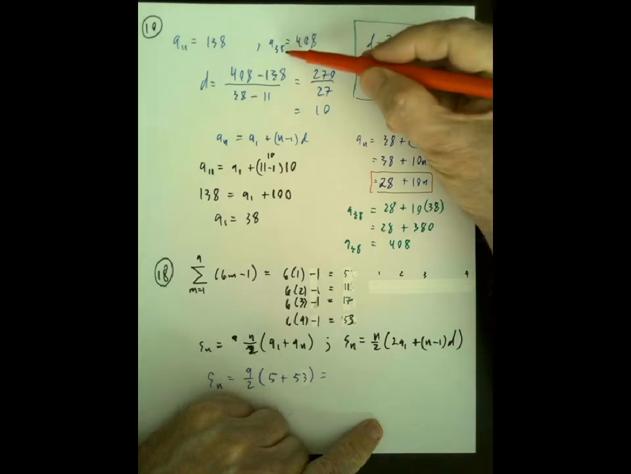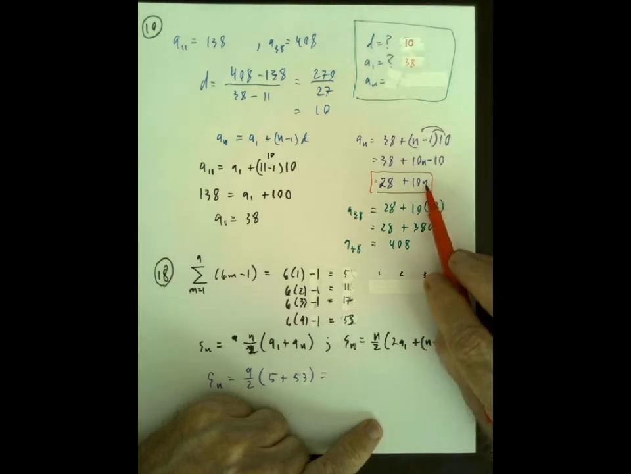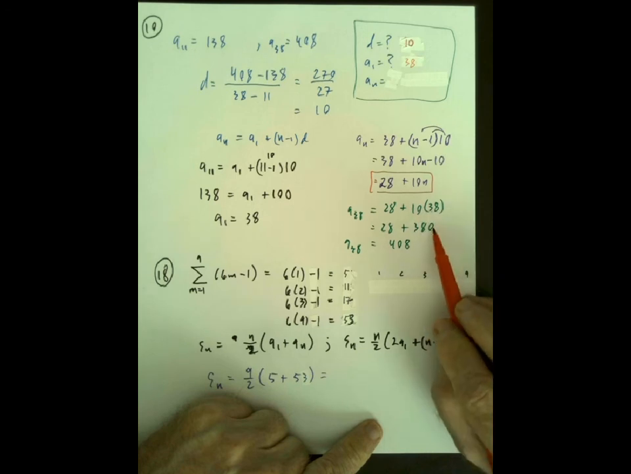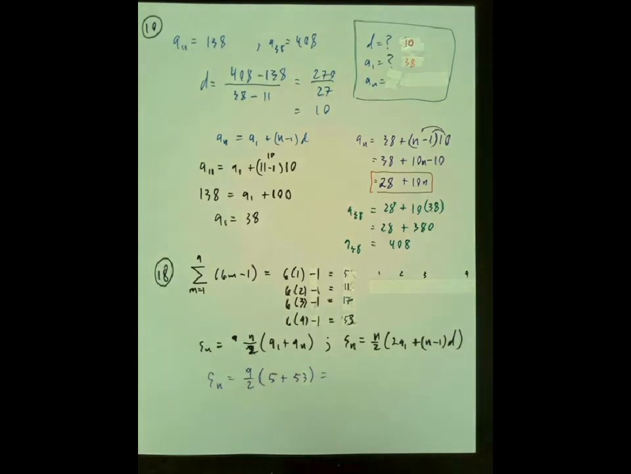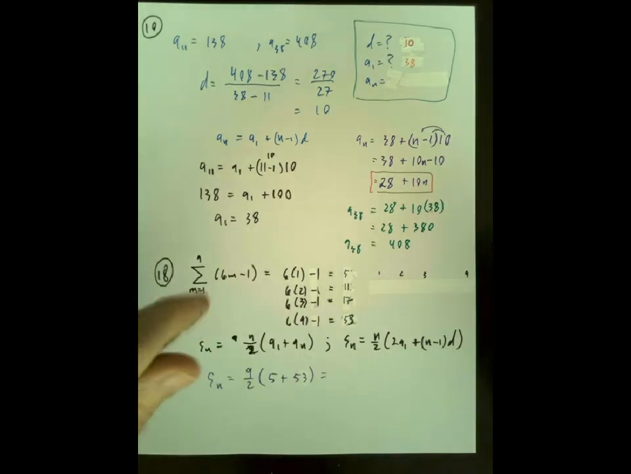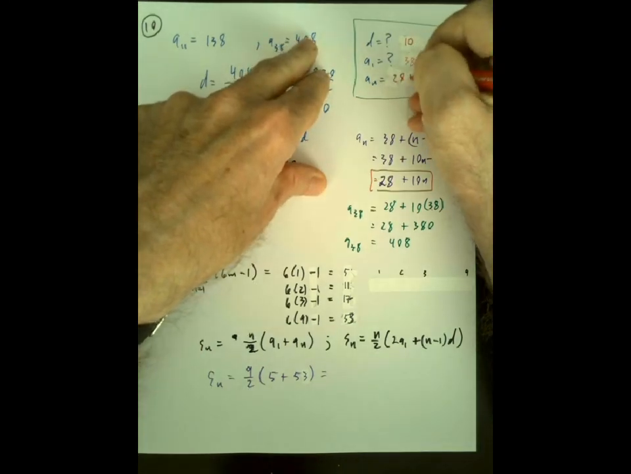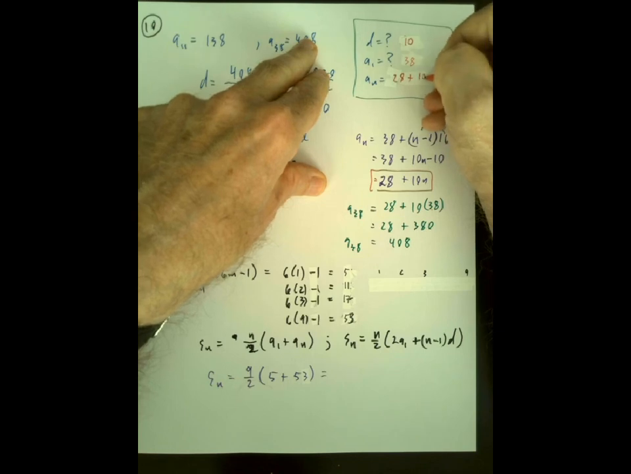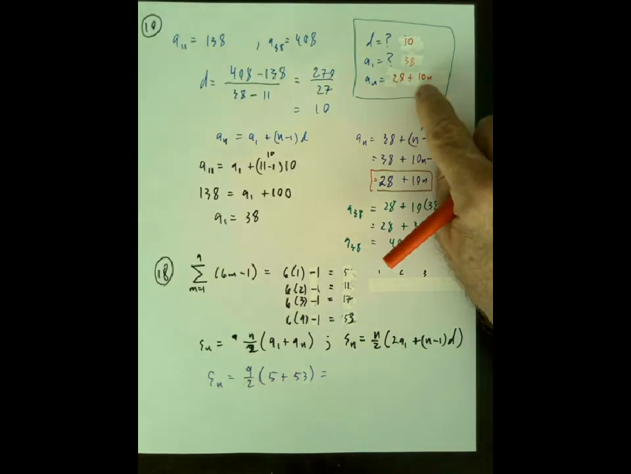Because here the 38th term is supposed to be 408, right? So I'm going to plug in 38 into this formula for n, and if I'm doing it right, the answer should come out to be 408. Yep, 10 times 38 is 380, plus 28 does give us 408. So that checks. Therefore up here, I'm going to write the formula as 28 plus 10n. And you notice that the d value is that multiplier there, the slope of this linear equation that we just generated.